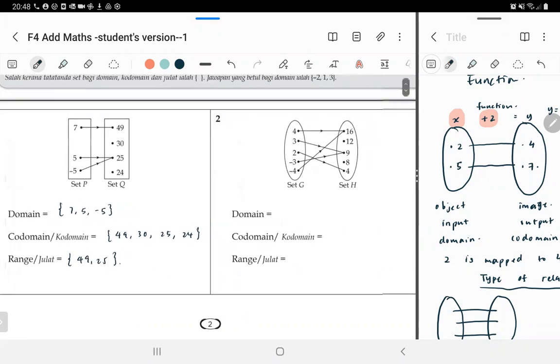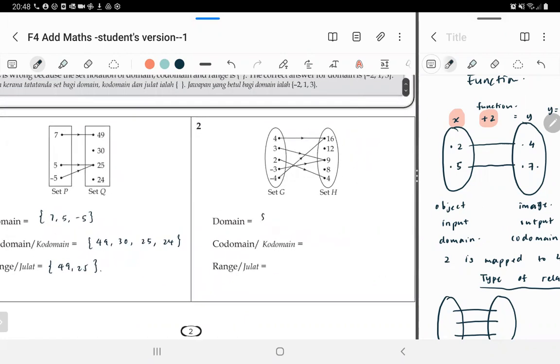Easy, huh? Okay, so number 2, domain will be like what you did just now, those that map only, right? So it will be 4, 3, 2, -3, -4. And then codomain will be everyone also in set H. So 16, 12, 9, 8, and 4. And then the range, those that are mapped only. So 16, 9, and also 4.